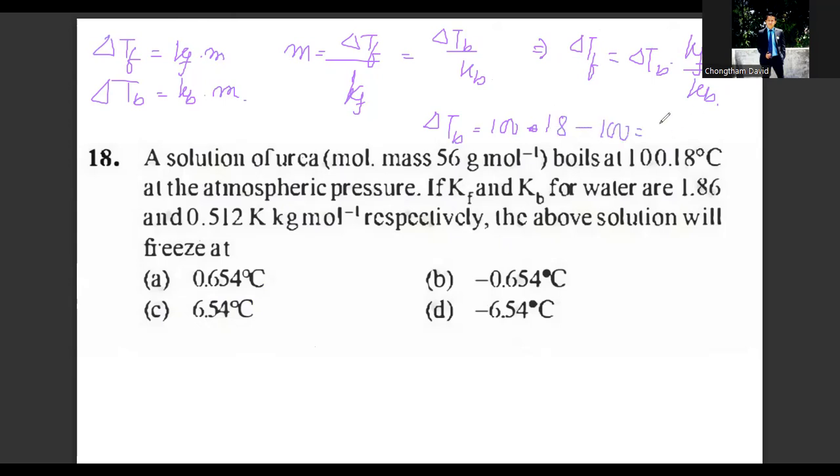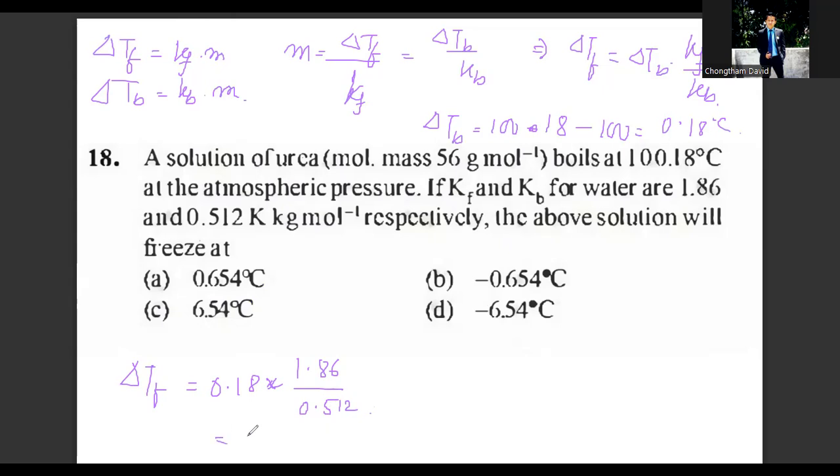What is the elevation in the boiling point? 0.18 degrees Celsius. Now you have this value, and you can easily find delta Tf. Delta Tf can now be written as 0.18 into 1.86. This is multiplication, okay? Divided by the given value of Kb, 0.512.